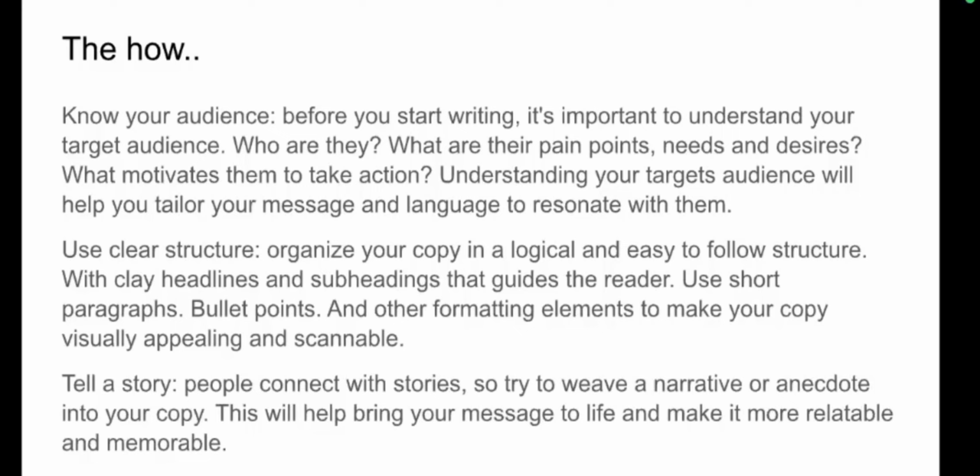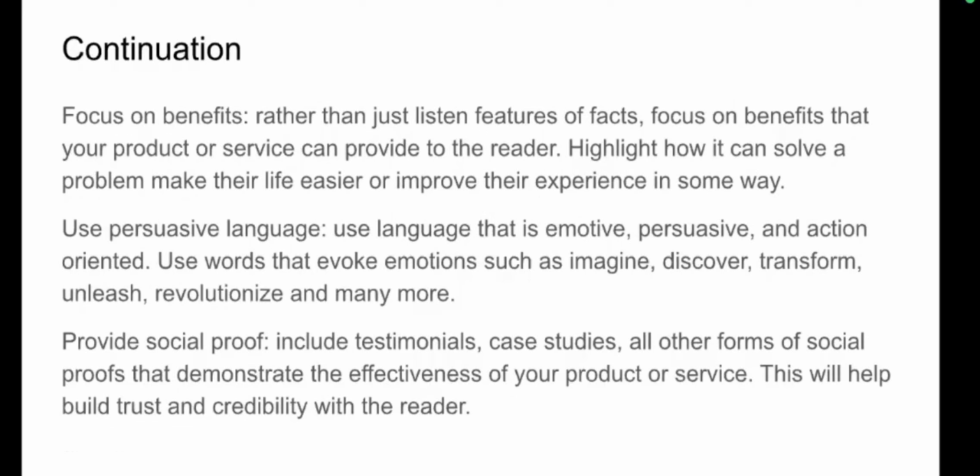That is the kind of thing you want to do. So you paint a story that makes the person salivate and want to get your product. Okay, now focus on benefits rather than focusing on features or facts. Focus on benefits that your product or service can provide to the reader. You want to highlight the benefits in your product rather than the features.